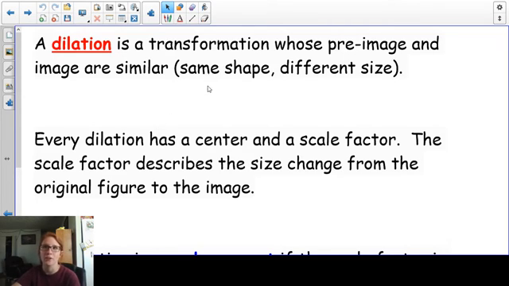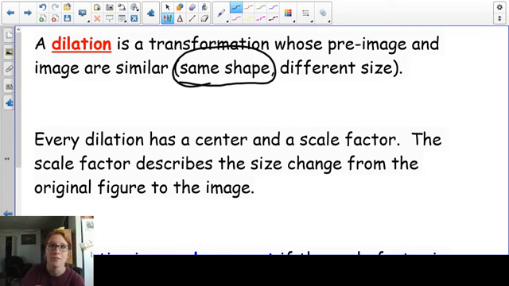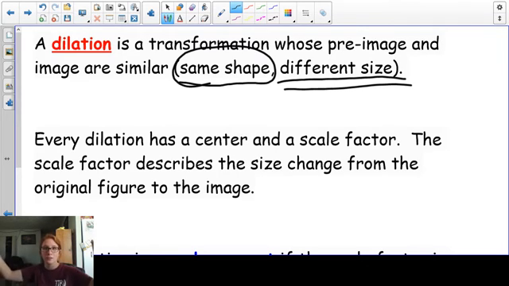So with dilations, they're going to be the same shape, just different sizes. If you're given a triangle, you should end with a triangle. If you're given a rectangle, you should end with a rectangle. The only difference is they're going to end up either being bigger or smaller.